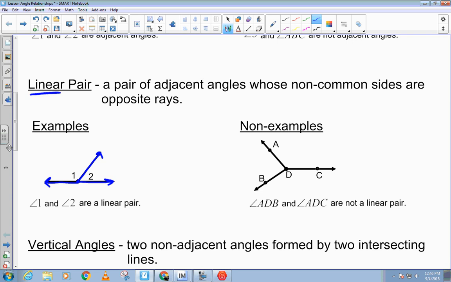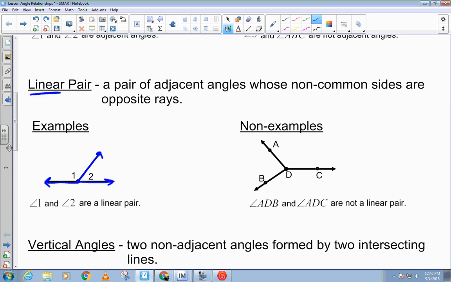Their non-common side forms a straight line. Hence, linear pair. Okay? Sometimes it's helpful, like if you're uncertain if they are a linear pair, take a piece of paper. If you put it up to them, if the two angles form a straight line, you know that they're a linear pair. Okay? Alright, these are not a linear pair.